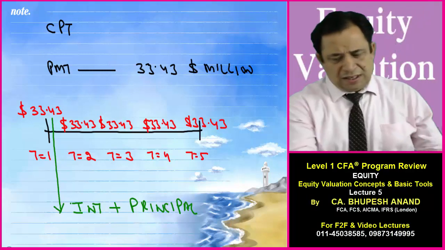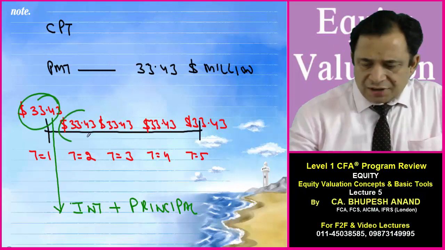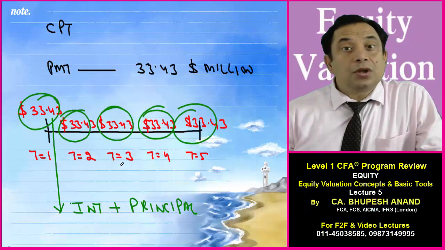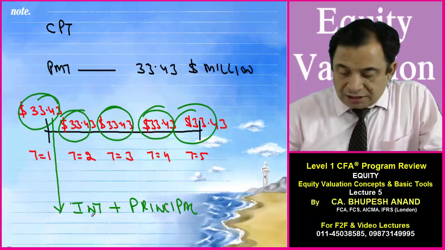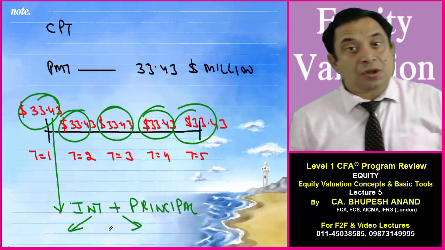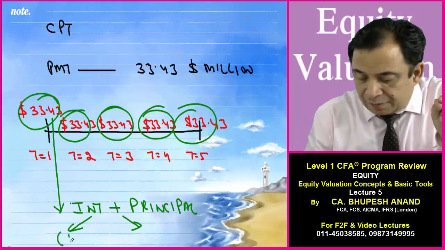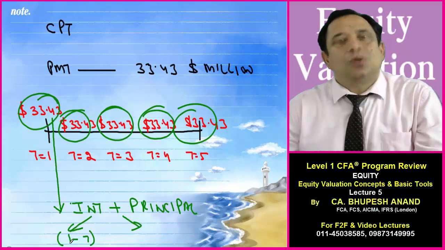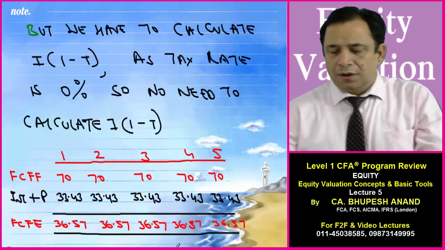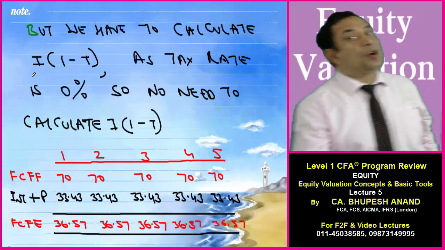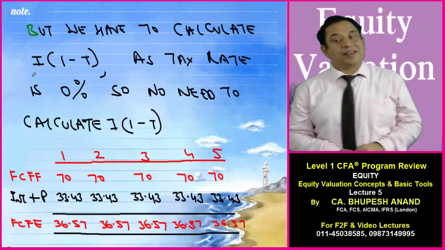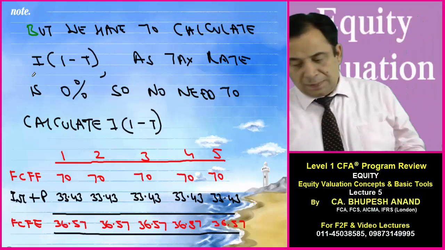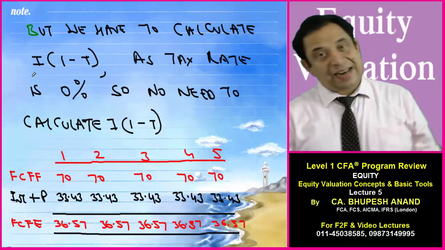So the point is, I have calculated the payments which I have to make in these 5 years. These are the payments. Now this is a composite of interest and principal. So I have to firstly bifurcate how much is the interest and how much is the principal. Because interest I have to take as 1 minus tax, but I will not be doing that in this question because the tax rate is 0. So it is very simple now. I am not taking after tax interest because the tax rate is 0. So just see the calculation. No need to calculate I into 1 minus tax.